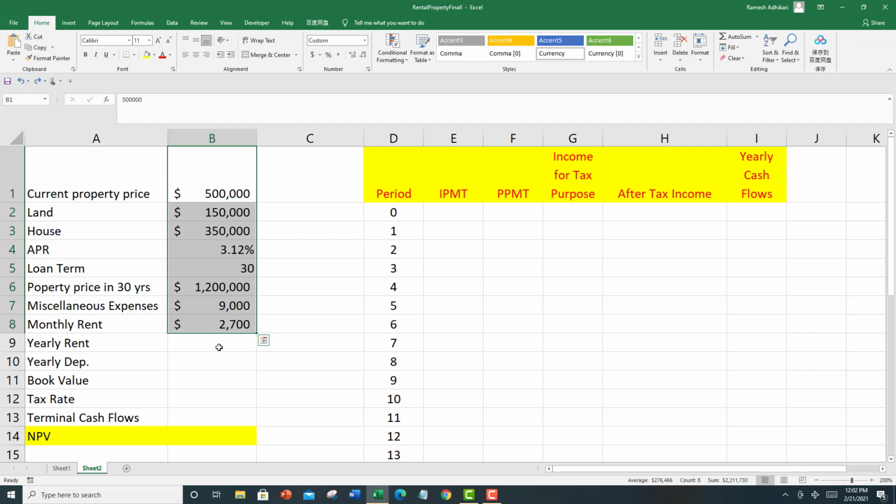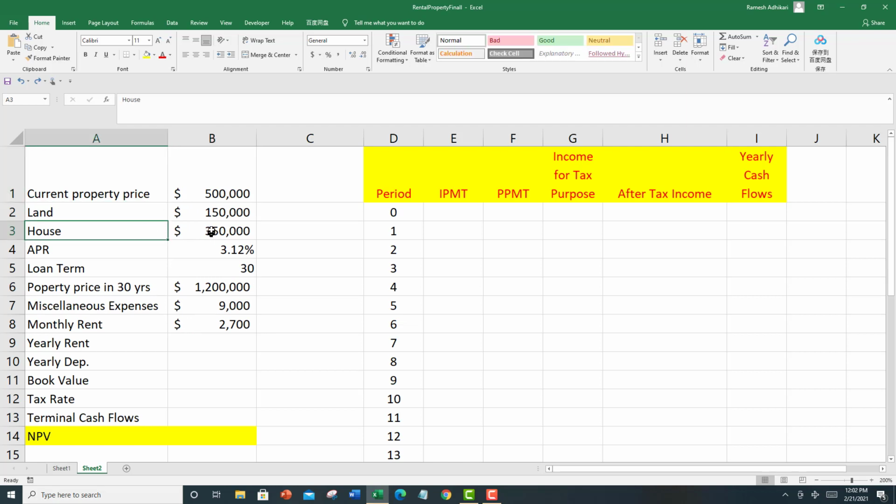So let's start. But before I get any further, I want to emphasize that we have divided this current property price into land price and house price because only the house price can be depreciated over the recovery period, which is 30 years. We cannot depreciate land. That's the reason we want to split the total property price into land and house.